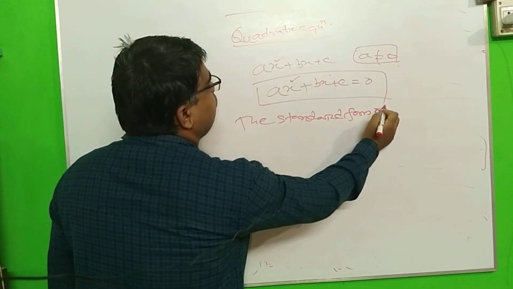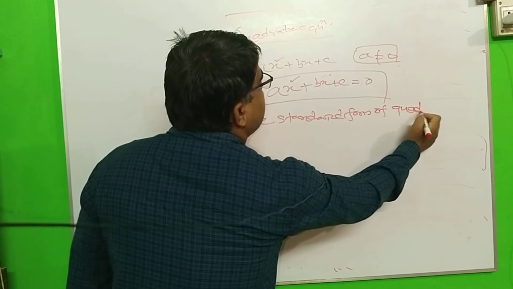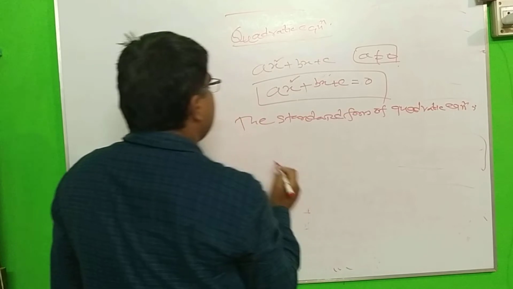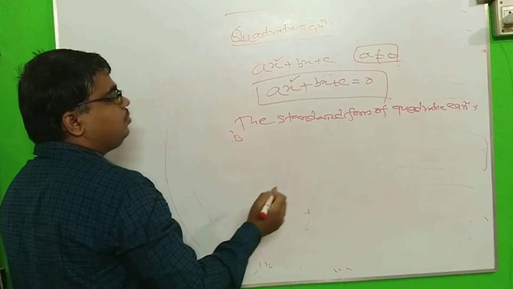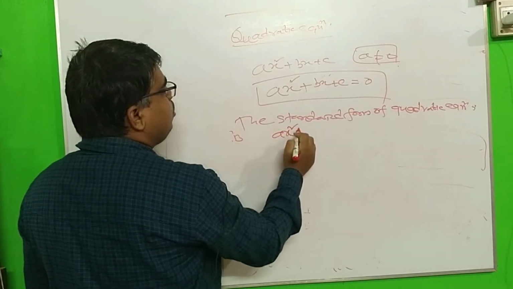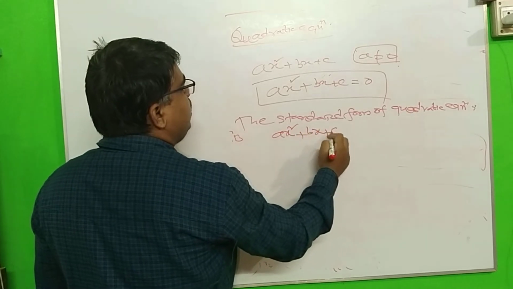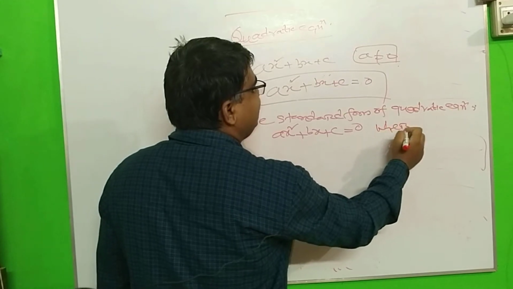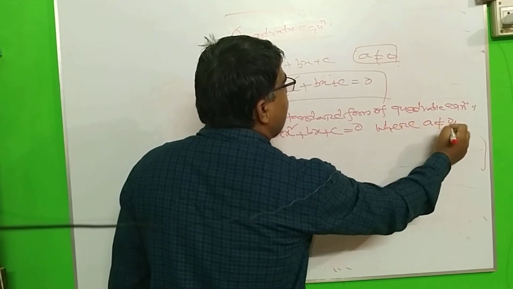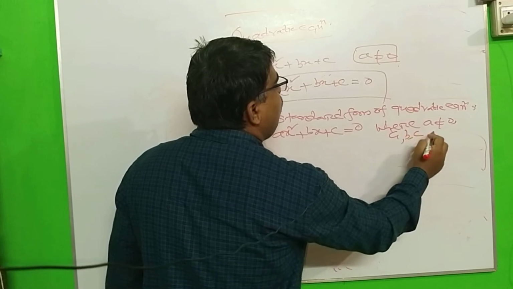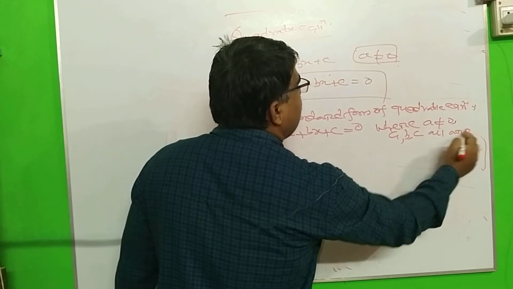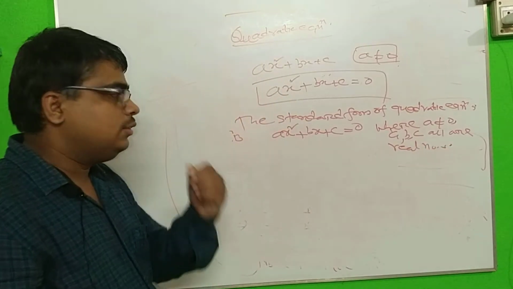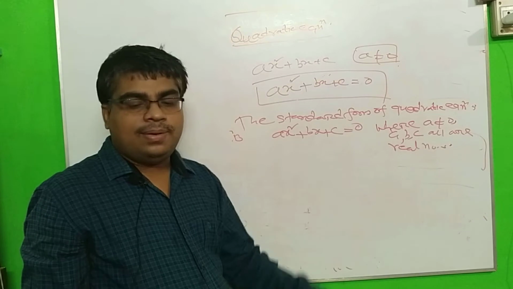The standard form of quadratic equation is ax square plus bx plus c equal to 0, where a not equal to 0, and a, b, c all are real numbers. Is it clear? All are real numbers.